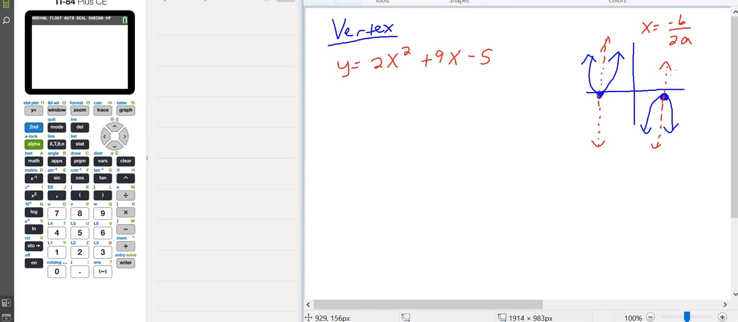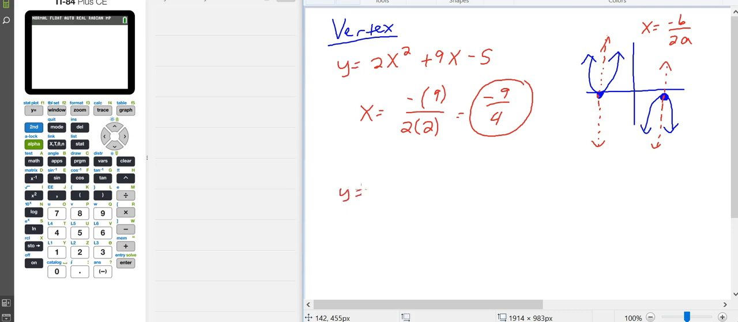Let's try it using this equation, y is equal to 2x squared plus 9x minus 5. To find the x coordinate, we're going to do x is equal to -b, b in this case is +9, over 2 times a, in this case a is 2. So the x coordinate of the vertex is -9 over 2 times 2, which is -9 over 4. Now we have to plug in -9 over 4 into the original equation for x to solve for y.